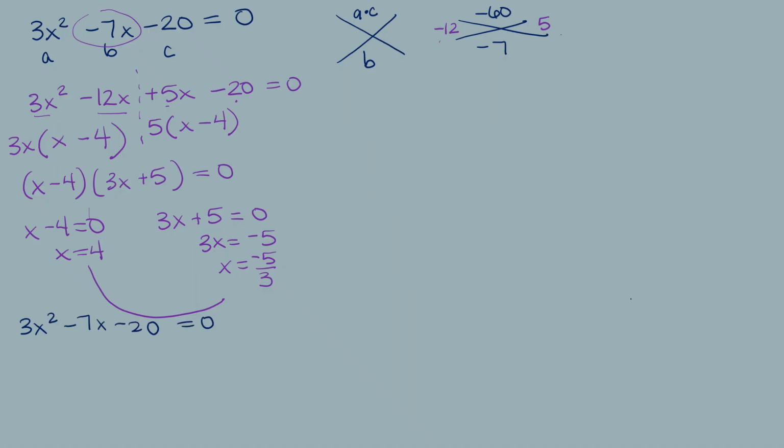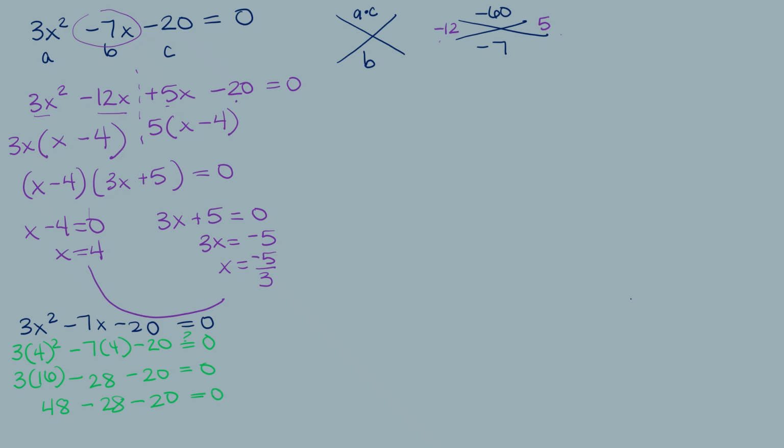3x squared minus 7x minus 20 equals 0. And then we're going to plug in our 4 for the x. So 3 times 4 squared minus 7 times 4 minus 20. And we're trying to see if this equals 0. So 3 times, 4 squared is 16. Minus 7 times 4 is 28. Minus 20. 3 times 16 is 48. So we're left with 48 minus 28 minus 20.